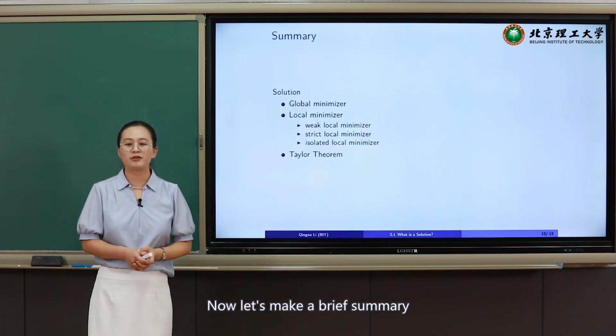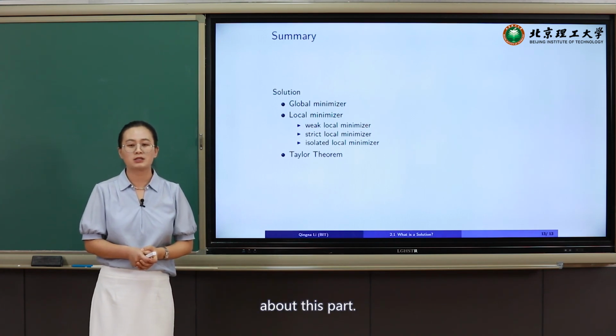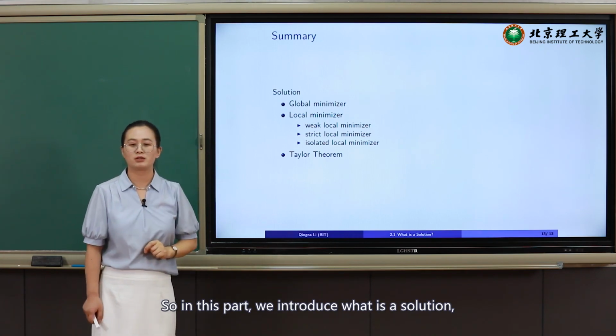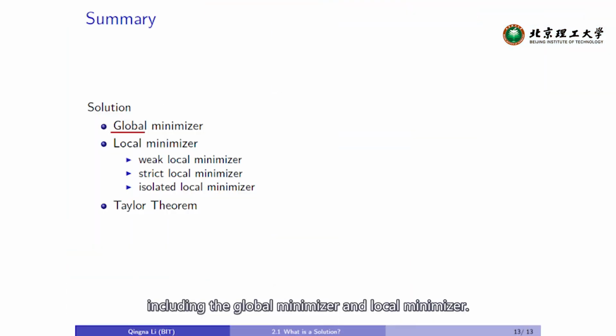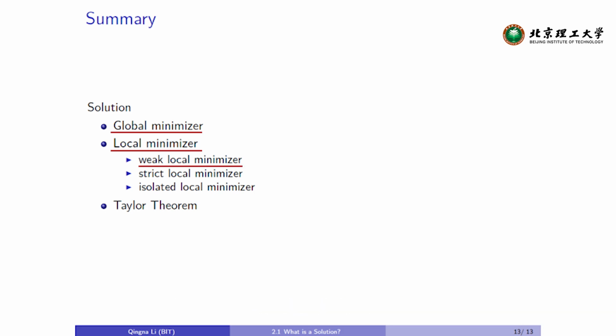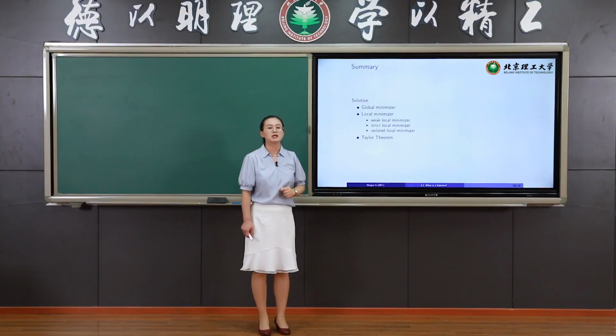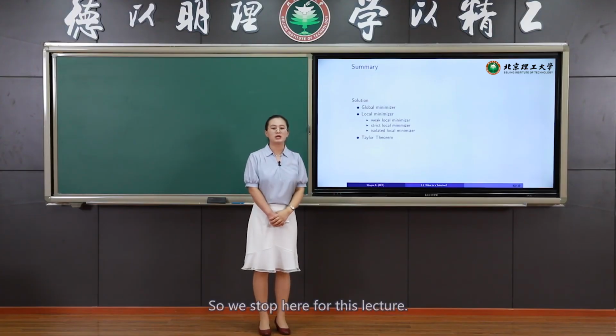Now let's make a brief summary of this part. In this part, we introduced what a solution is, including the global minimizer and local minimizer. There are three types of local minimizer: weak, strict, and isolated. Finally, we also introduced Taylor's theorem, which is an important tool we will use in the proofs of some theories. Okay, so we stop here for this lecture. See you next time.